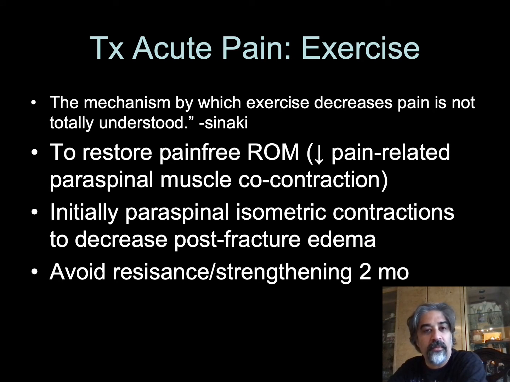So we were talking about acute pain, and we've gone through modalities, meds, therapy, and orthotics. Now, how about exercise? This is great because we can restore pain-free range of motion, and that'll decrease pain-related paraspinal muscle co-contraction. Initially, you're going to see that they really can't tolerate anything more than isometric contractions. So avoid heavy resistance strengthening, maybe in the first 2 months, but I think this is more of an individualized decision.